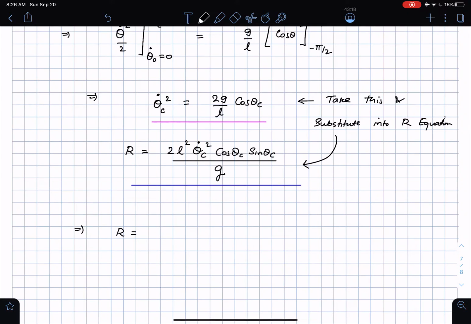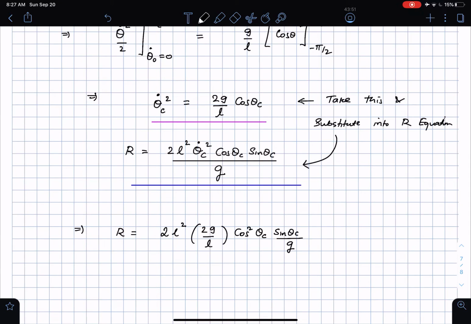So R is equal to 2 times L squared, multiplied by theta dot squared c, which is going to be 2g by L. So that's going to be 2g by L, and then this is going to be cosine squared theta c sine theta c divided by a factor of g.